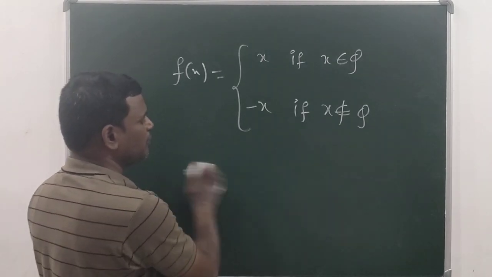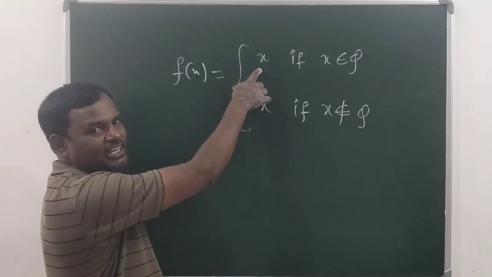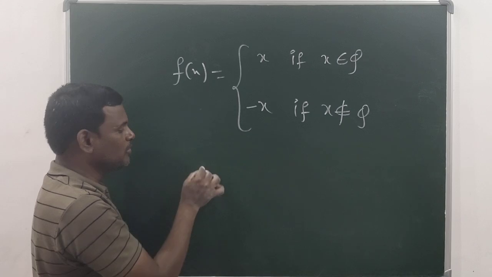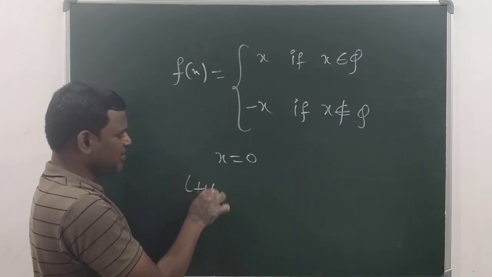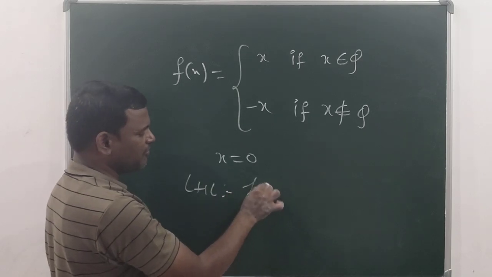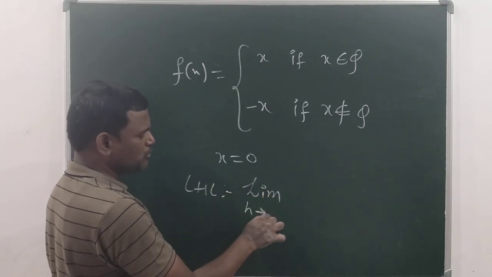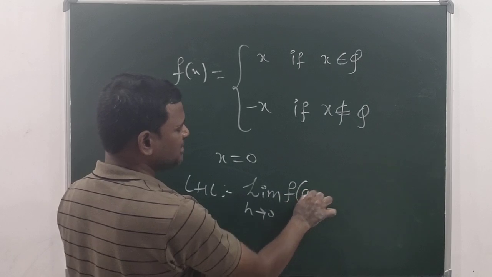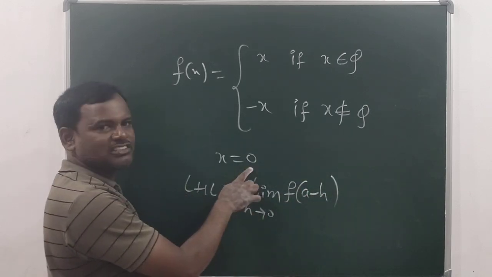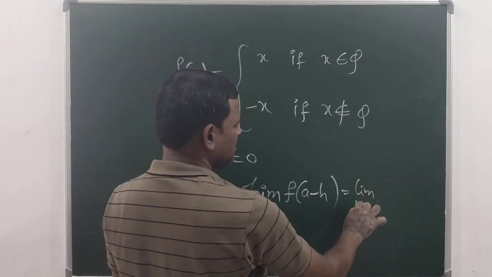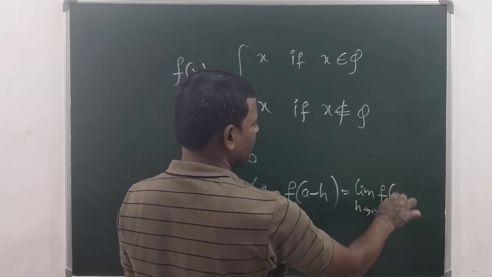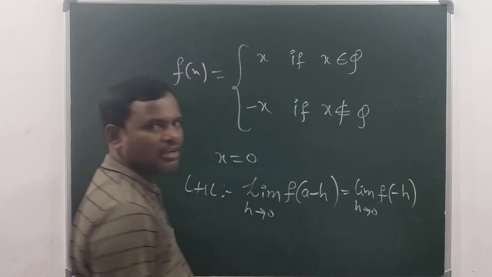Now if you want to find the left hand limit and right hand limit at 0, shall I find at x equals 0? Left hand limit. What is the formula to find a left hand limit? Limit h approaches 0, f of a minus h, no? Here the a value is 0. If you write 0 here, now limit h approaches 0, f of minus h.